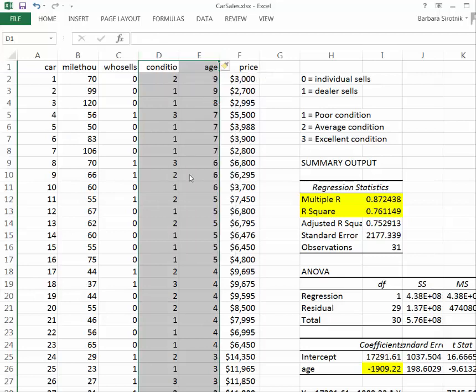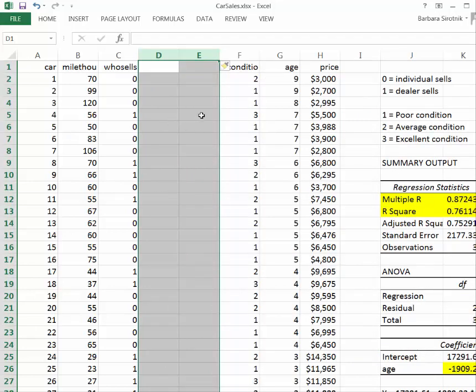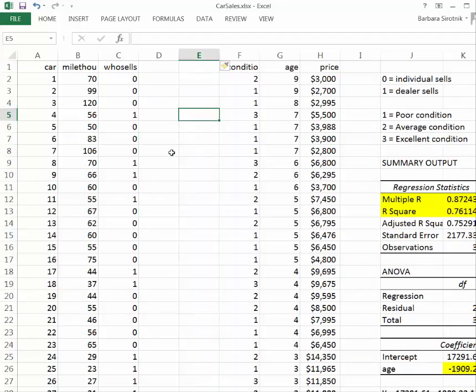So I will insert, and now I have 2 new columns to put in 2 new variables. One of the variables is going to be called poor, and the other variable is going to be called average. I've just taken the lower levels of condition to name those. Next thing is I'm going to have to figure out what values the poor and the average are going to need. And the easiest way of doing that is if I go ahead and sort my data.